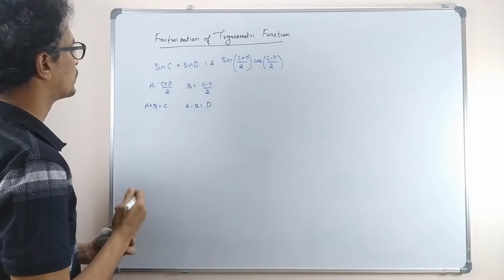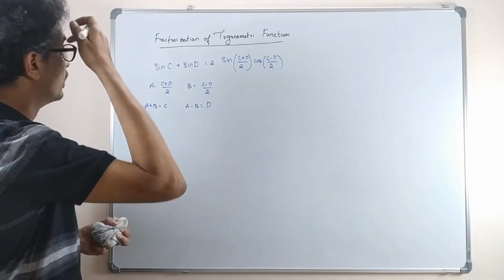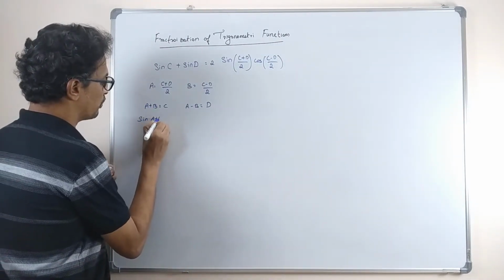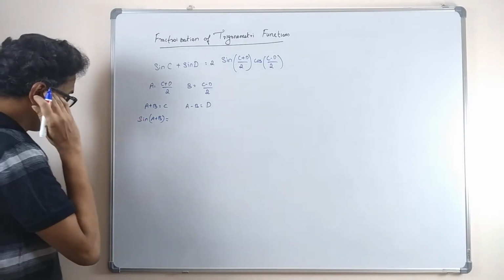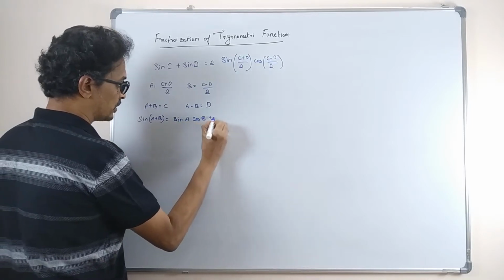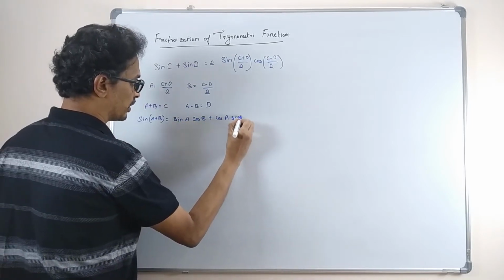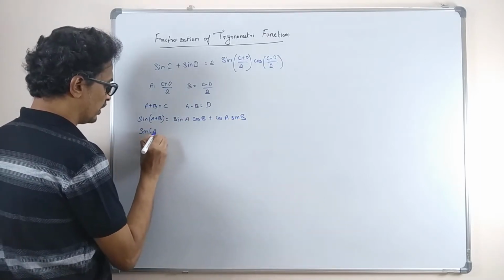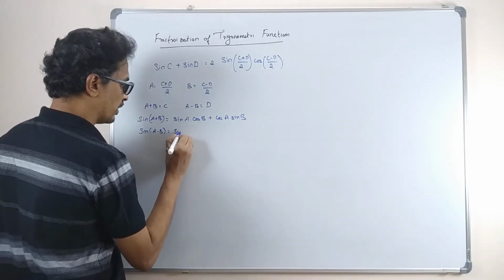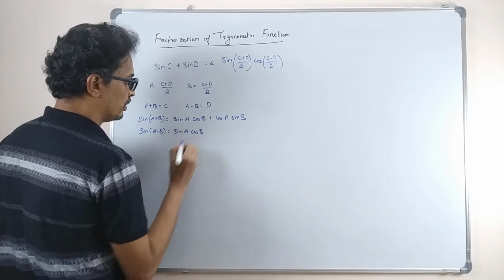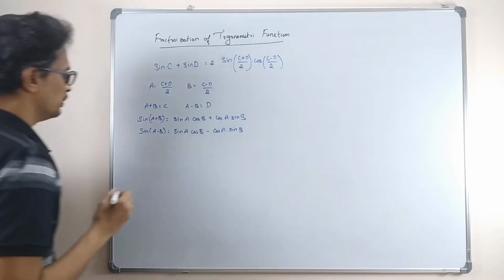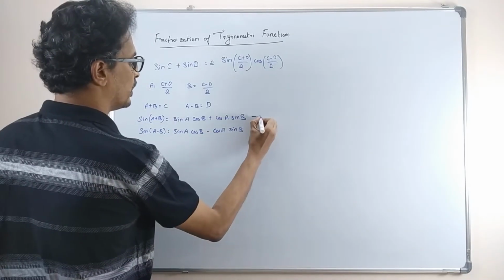And then they have used this formula for sine A plus B. Sine A plus B will be equal to what? Tell the formula. Sine A cos B plus cos A sine B. Correct? And then sine A minus B will be equal to what? Sine A cos B minus cos A sine B. Suppose I call this 1 and this 2.